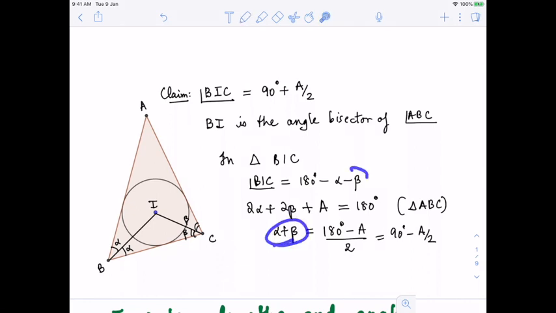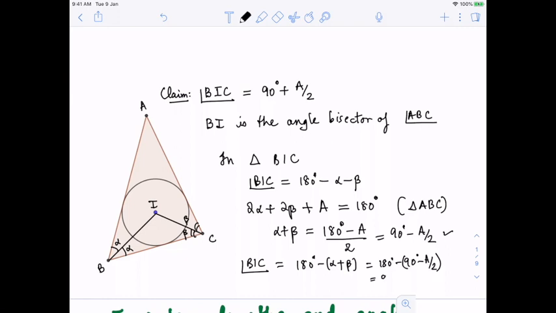Now I plug this equation, alpha plus beta is 90 minus A by 2, into the boxed equation. Angle BIC is equal to 180 degrees minus alpha plus beta, but we already know alpha plus beta is 90 minus A by 2, so you get 180 degrees minus 90 minus A by 2. If you simplify this, you get 90 degrees plus A by 2. So hence the proof is over. So this was the proof.